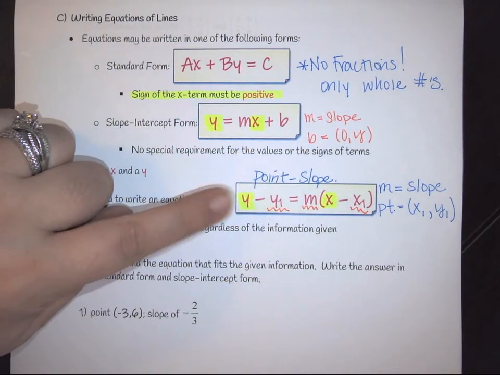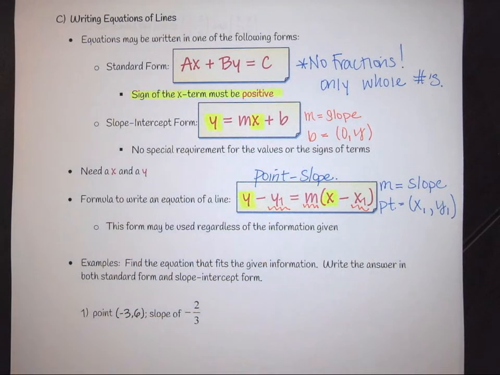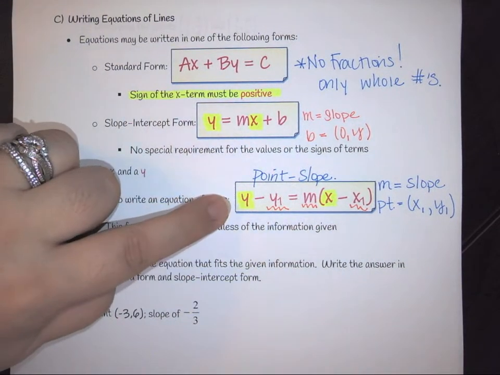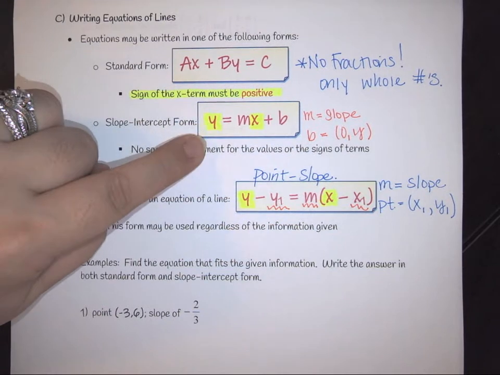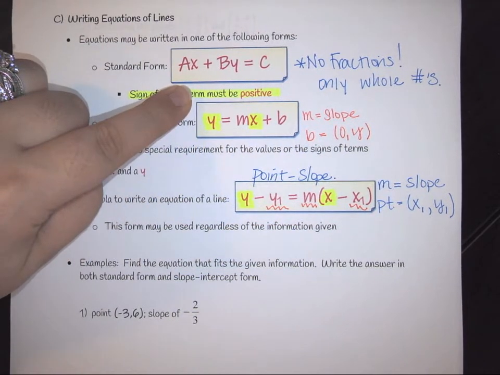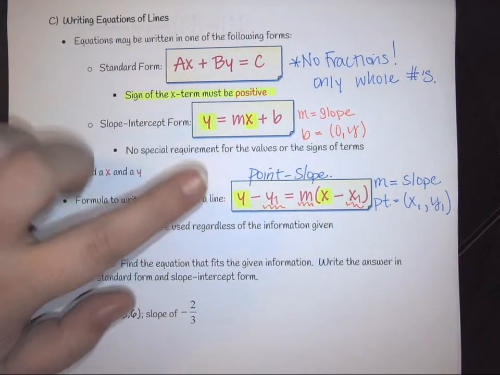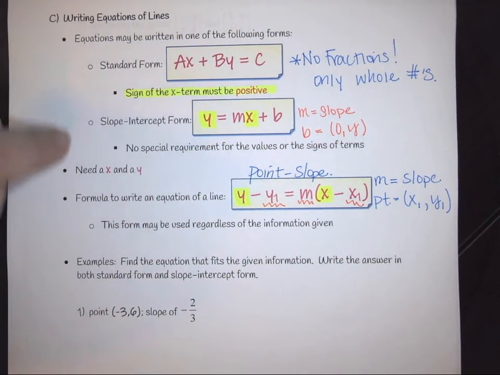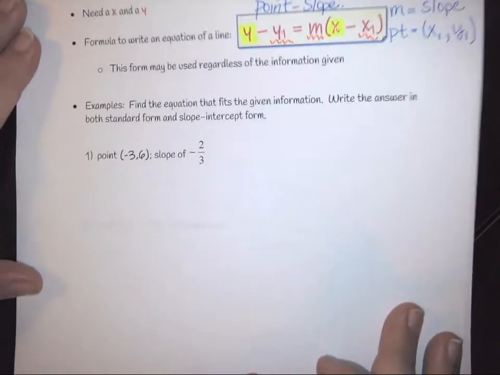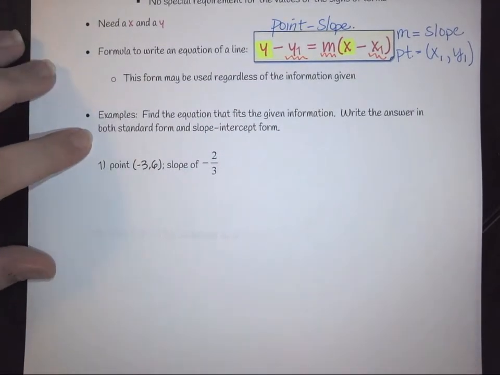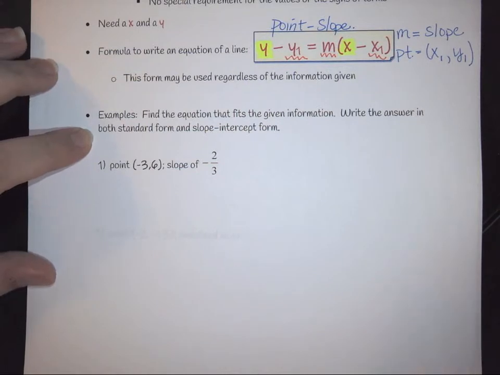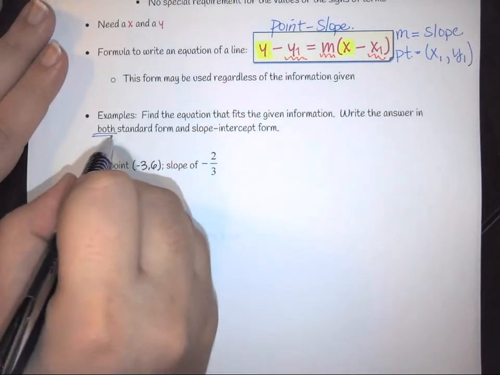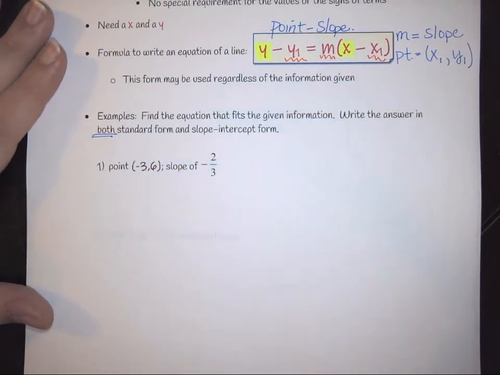Now, this form is the form that we can use in order to rewrite either of the other two, meaning I can start with my point slope and end up at slope-intercept or end up at standard form, regardless of the information provided. So this equation here is always considered to be a really good starting point, especially if you have to find the other two equations in your problem. So for example, I want you to find the equation that fits the given information and then write the answer in both. So both is the key word here, standard form and slope-intercept form.